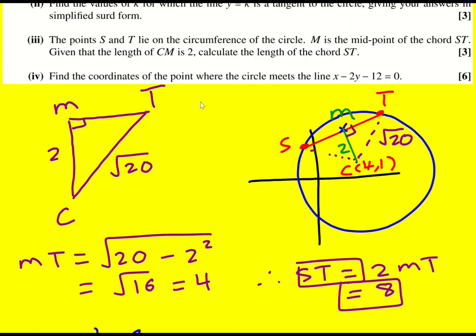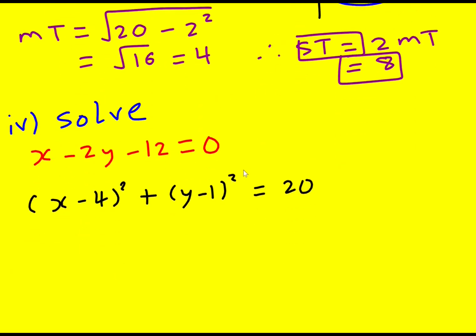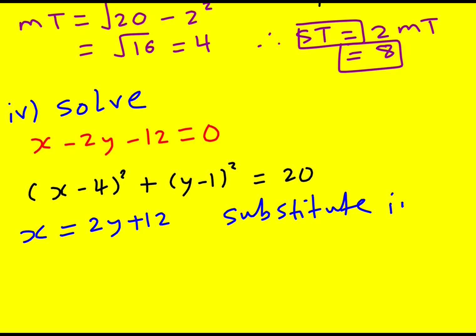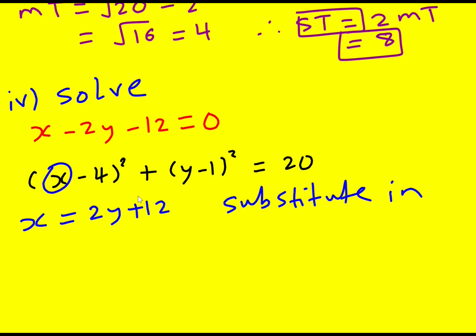Let me just check. Is this part 4? Yes, good. So x must equal, right, we can do this using substitution because we've got a quadratic here, we've got a linear equation here. So if I make x the subject, it makes sense to substitute in for x because I don't have any coefficient in front of it. It's going to be 2y plus 12. And then substitute in. So I can replace all these x's by 2y plus 12.